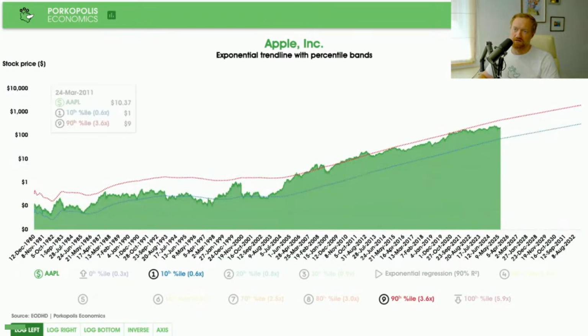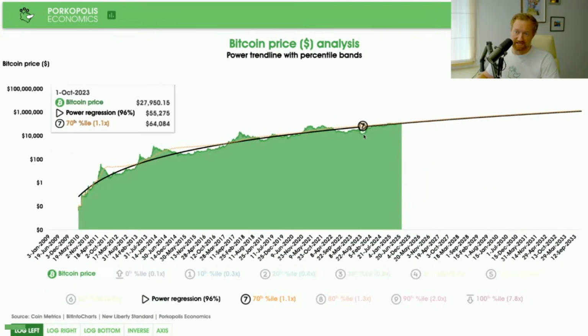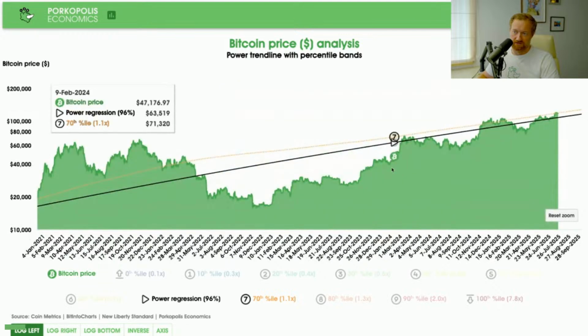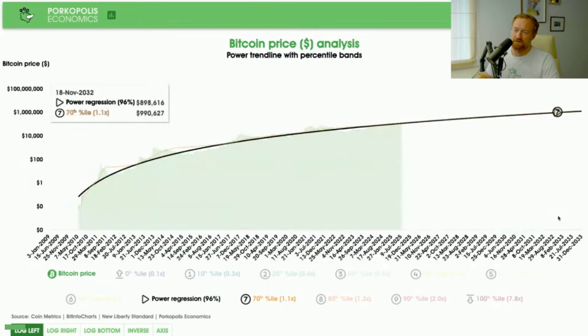Anyway, let's do it with Bitcoin. All right, so we have the PSR. We can do a fundamental analysis with Bitcoin, but at the end of the day, trendline analysis, I think, is the best. And with trendline analysis, current price, we're at the 70th percentile. And that's where we are. So let's build it out.